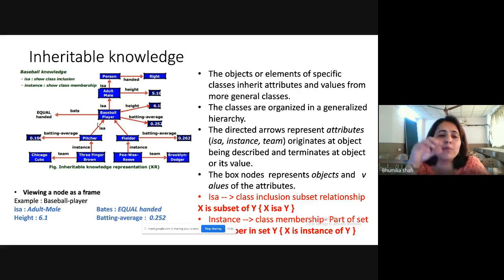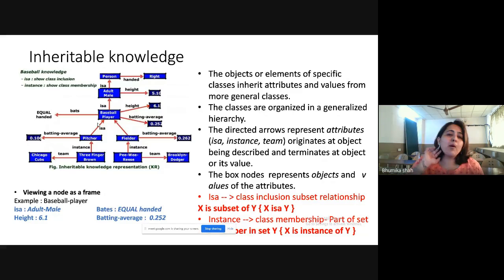Now let us focus on baseball player again. What is a baseball player? Baseball player is a class which is a subclass of adult male. So adult male is the parent class and baseball player is the child class. Whenever we have a parent class and child class relationship, it is a subset relationship, and hence we will have an ISA attribute. Are you getting what I'm trying to say? So baseball player is an adult male.